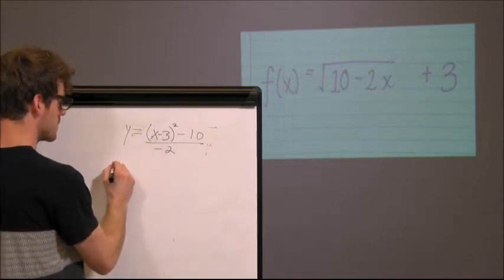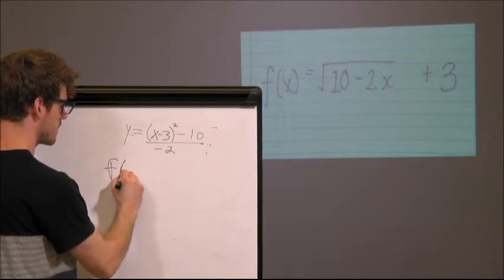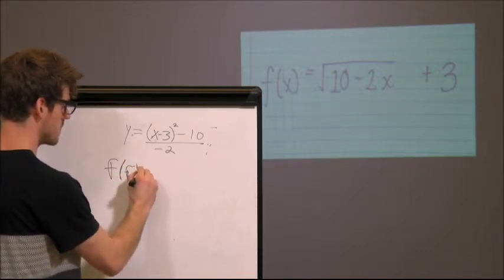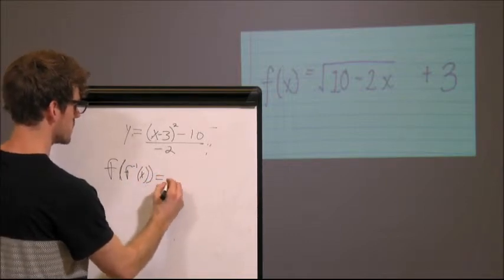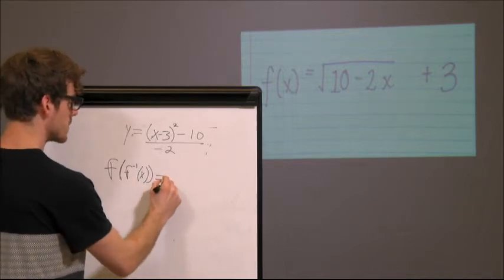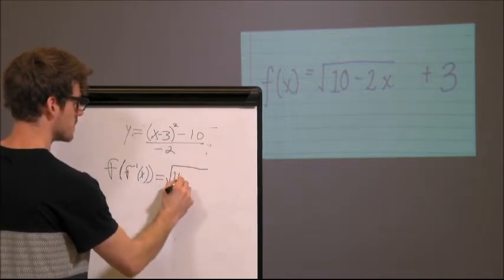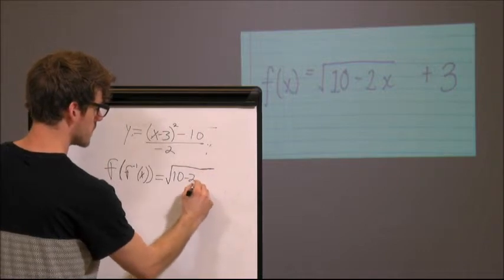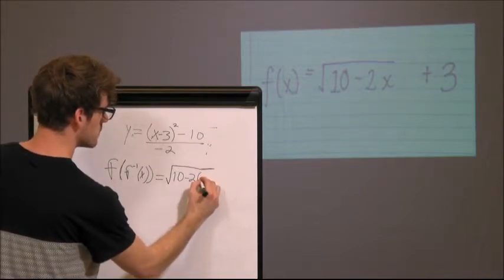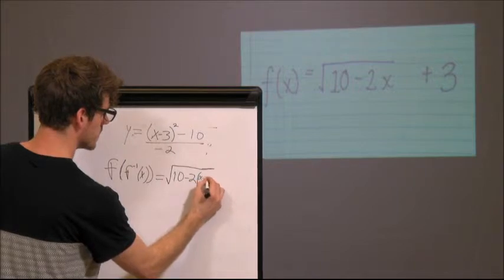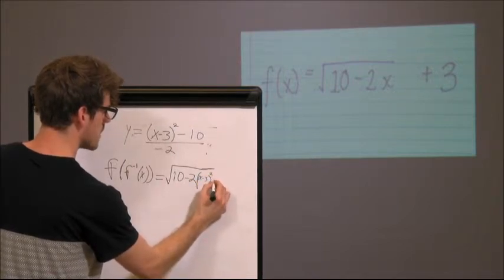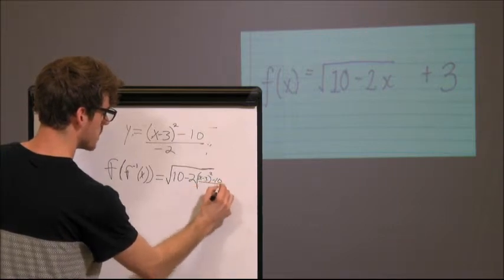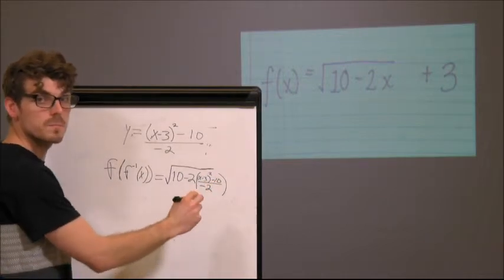So this will turn into f of -1 of x equals the square root of 10 minus 2 of (x minus 3) squared minus 10 over -2, then plus 3.